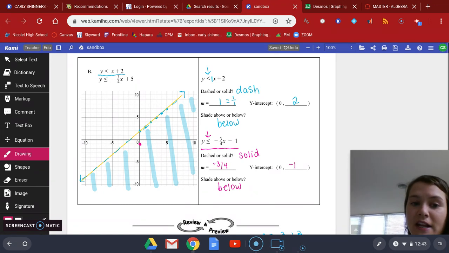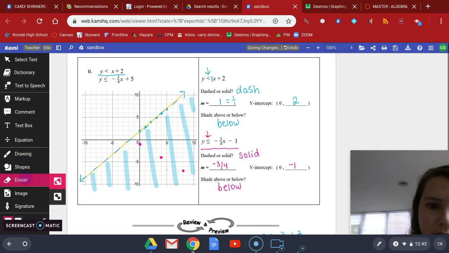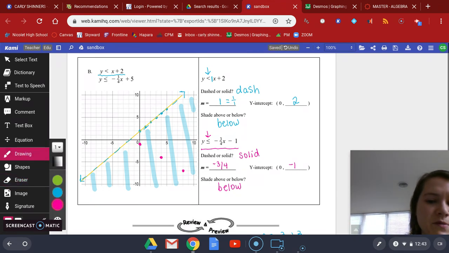This is a negative slope, so I'm going to go down 3, 1, 2, 3, to the right 4. 1, 2, 3, 4. Okay, down 3, to the right 4. 1, 2, 3, 1, 2, 3, 4. Oops. Okay. And then I might use my line tool.